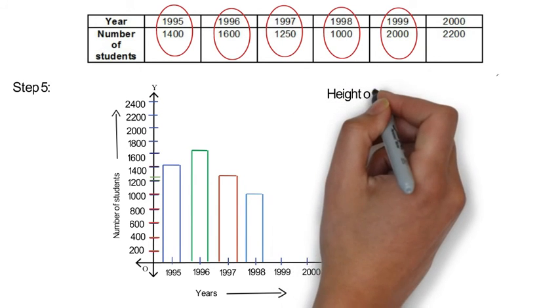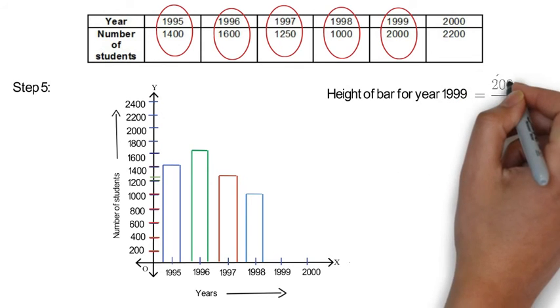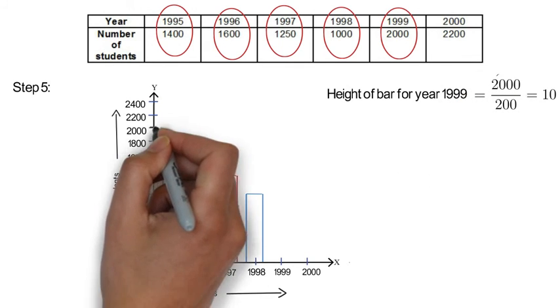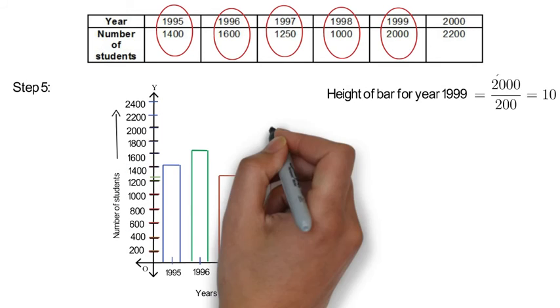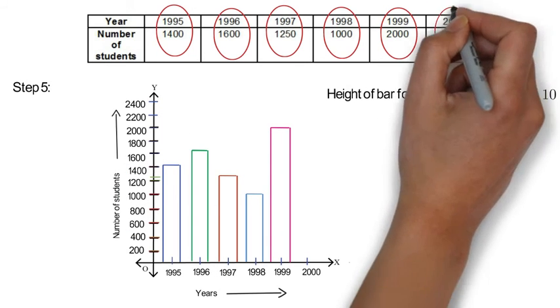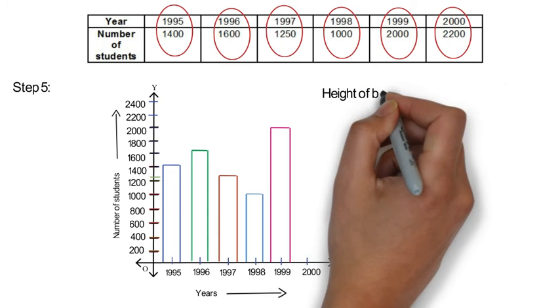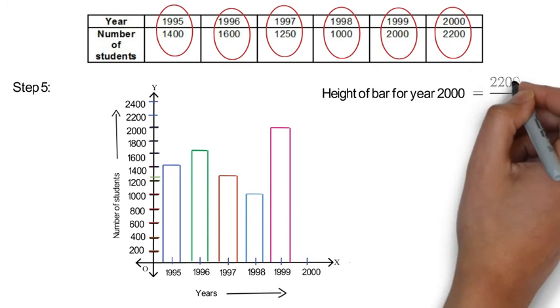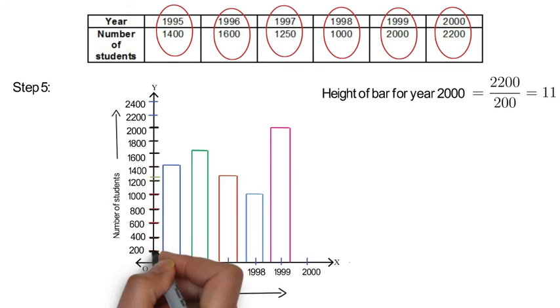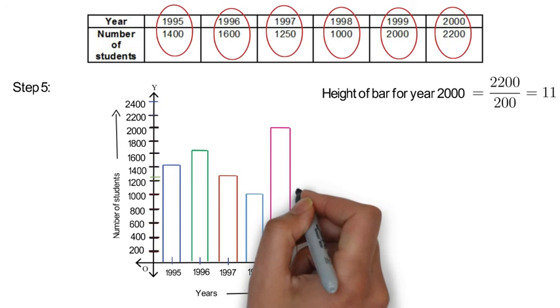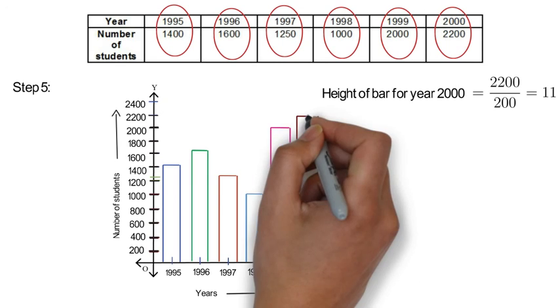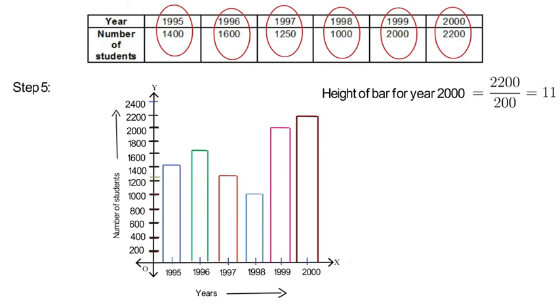Now in 1999, we have 2000 students, which divided by 200 gives 10 big divisions, that is this bar. And at the last, in 2000, we have 2200 students, which divided by 200 gives 11 big divisions. So we can draw the bar like this. So the final bar graph we have is represented by this figure, which represents in numbers for each year how many students went abroad.